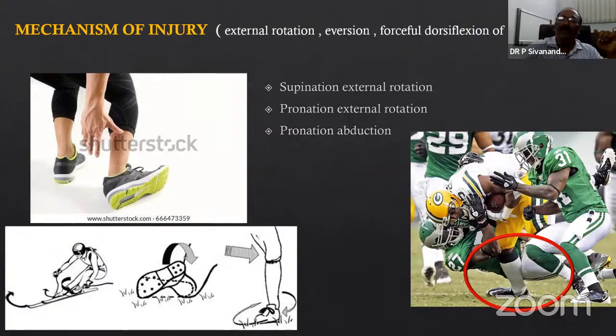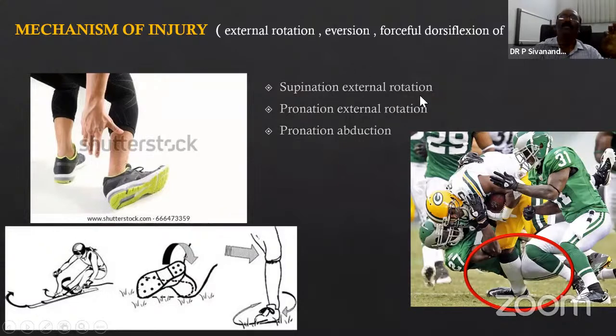You can see here it is a pronation external rotation injury. Classically it is seen. And here also it is a pronation abduction injury. It is very classically seen in this picture. These are all high velocity injuries. This is the point we must remember.